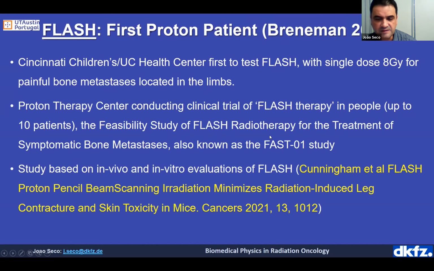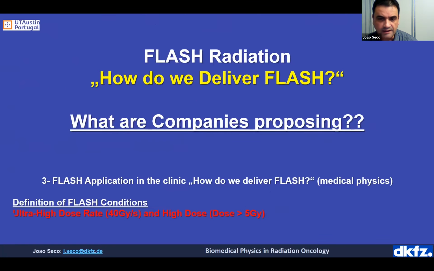And the study is based on in vitro and in vivo studies in a previous study by Cunningham et al., where they did proton beam scanning irradiation of the hind leg of a mouse. So they studied previously, before going into patients, did in vitro and in vivo studies, and checked that the doses would allow at least some form of flash protection. So it was based on this initial study. Okay, now let's move on to the part of the medical physics.